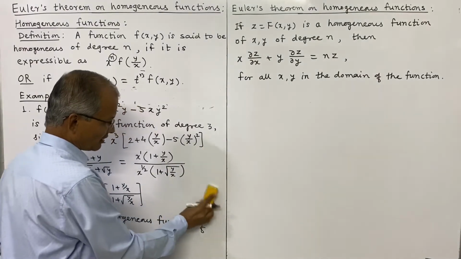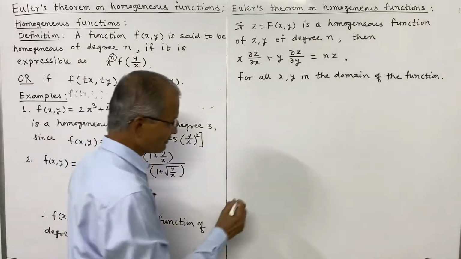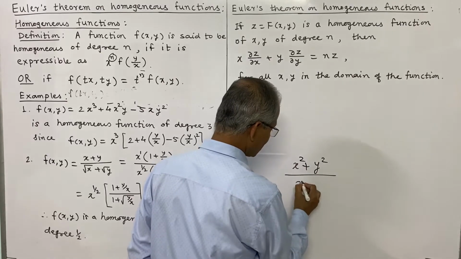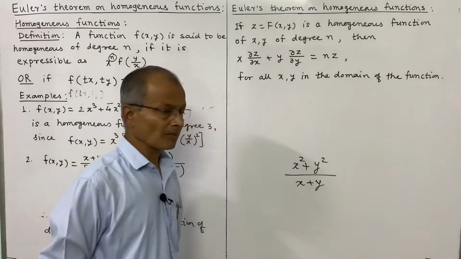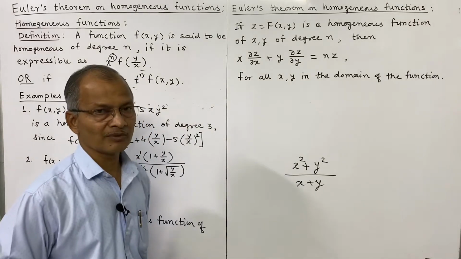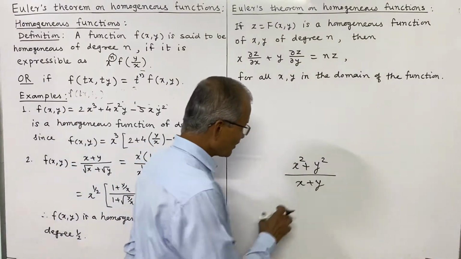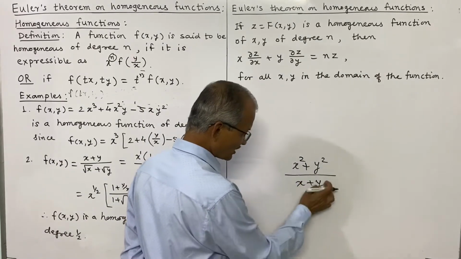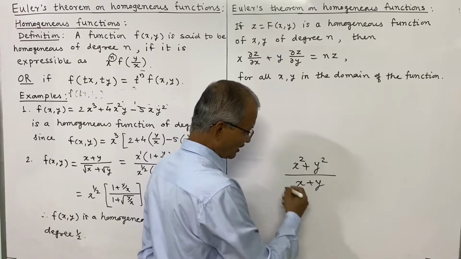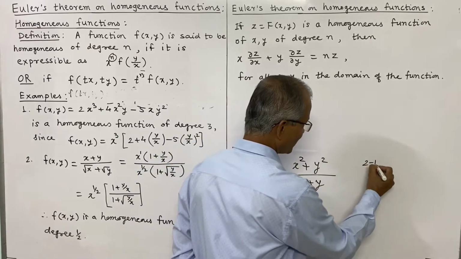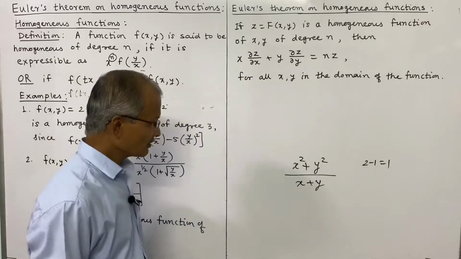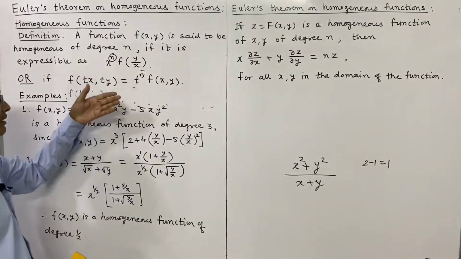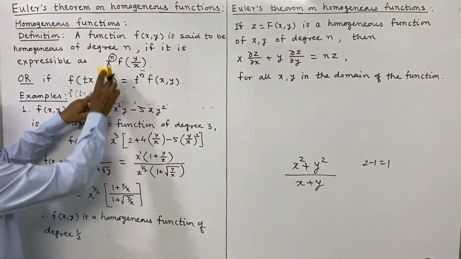So see, if I consider this function, say x square plus y square divided by x plus y. So what about this function? This is also homogeneous, and what will be the degree of this function? The numerator is a homogeneous function of second degree and the denominator is a homogeneous function of first degree, and the degree of the whole expression will be again 2 minus 1, that is 1. So in this way we can decide the degree either by observation or by using the definition in this form or the second form.